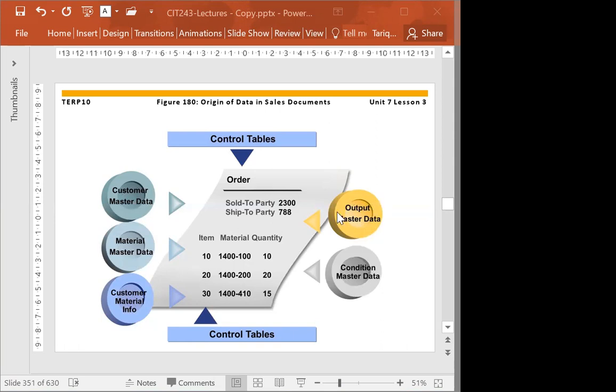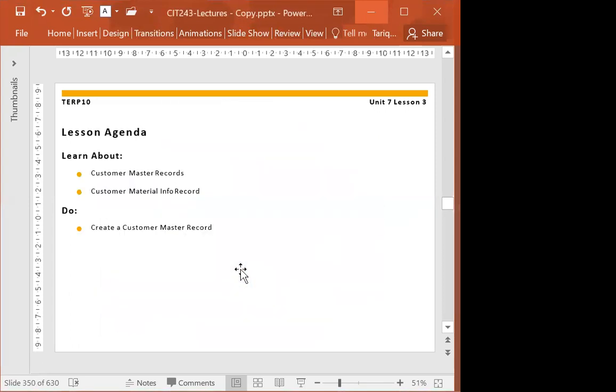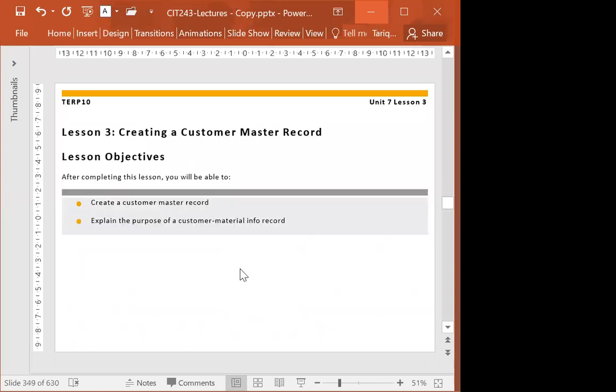And they say output master data, for example, you created a quotation, so they say okay, this is an output master data. You created a sales order, they say yeah, this is output master data, but actually it is just an output. So how many types of master data do we have in our sales and distribution system? Or what are the master data that we have in sales and distribution?